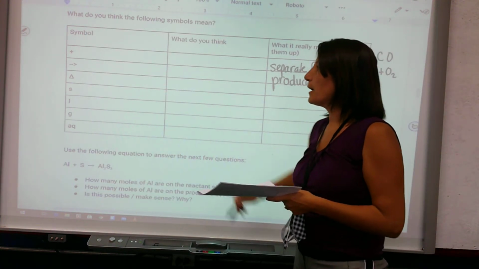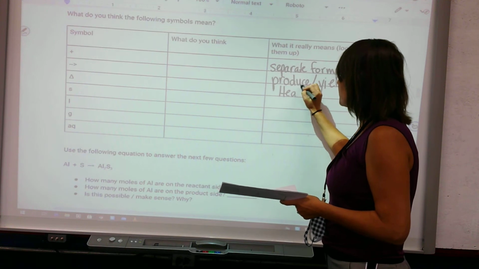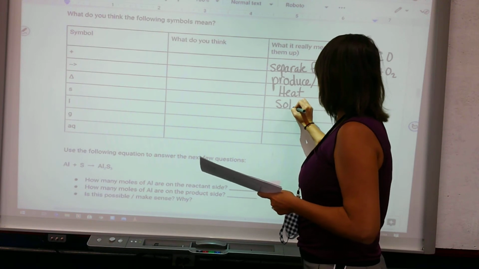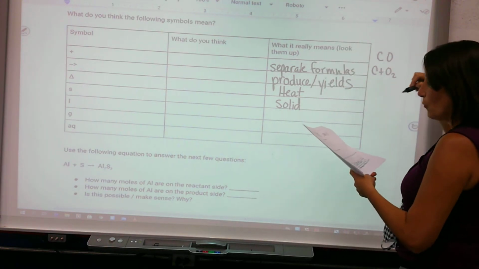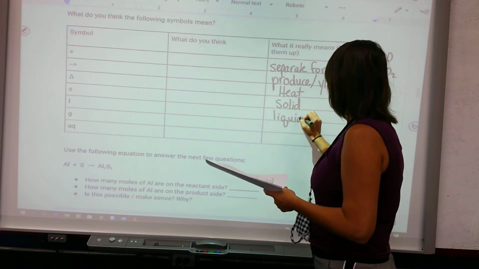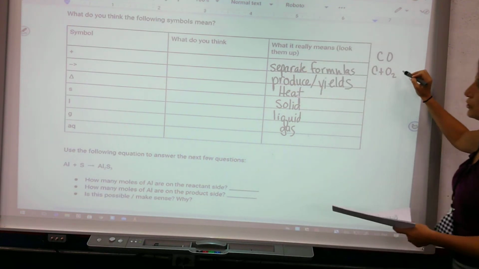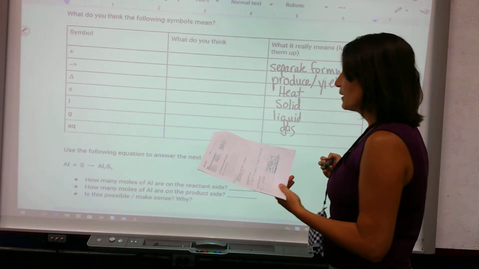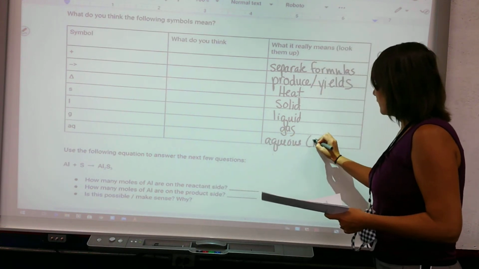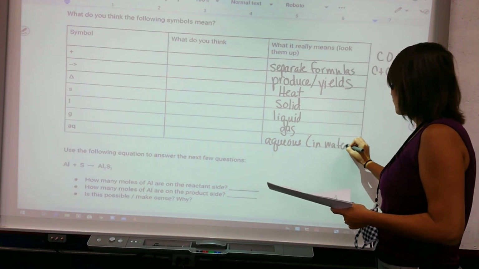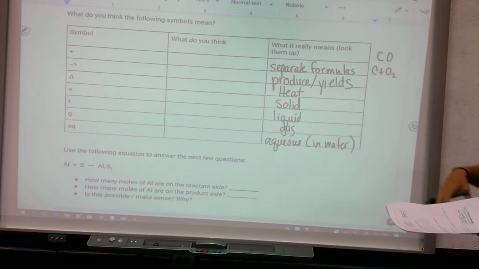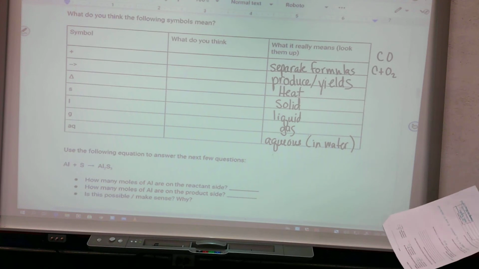This triangle here, delta, means that heat has been added to the reaction. S is solid, so it'll tell you if, like carbon up there was a solid, it's solid carbon. L is liquid, and G is gas, so like up above the O2 had a little G there, it meant that that was gas. And then AQ is aqueous, so it's in a water mixture, so it'll be kind of liquidy, but it'll be in water. That's what all those symbols mean. You'll see them throughout the rest of chemistry.